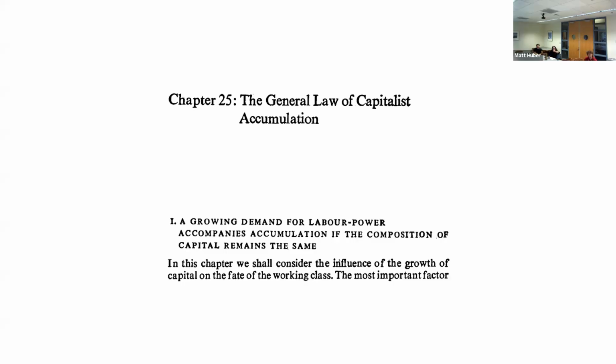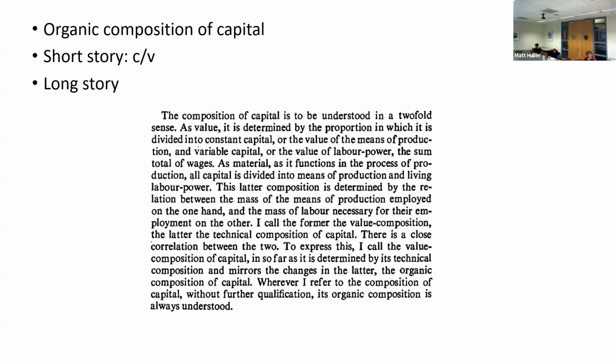Okay, but unfortunately, he immediately goes into very technical and mathematical formulations, which are less exciting than the fate of the working class. And that formulation is something we need to talk about, which is called the organic composition of capital. The short story is that the organic composition of capital is simply C over V, constant capital over variable capital, a ratio, right? How much is going into constant capital, over, in a fraction, how much is going into the variable capital, right? But Marx being Marx, he has to say the composition of capital is to be understood in a twofold sense, right?